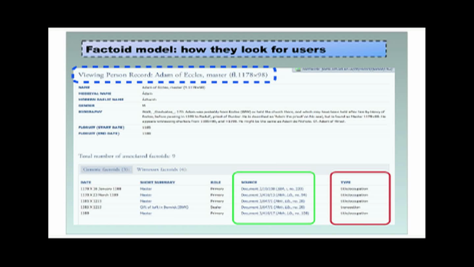This is instead a screenshot of the user interface of one of our recent prosopographical databases called the Paradox of Medieval Scotland. And this page shows all the information available for a person named Adam of Eccles. You can see highlighted on the right the different types of factoids associated to this person, and for each of them the sources they have been derived from.